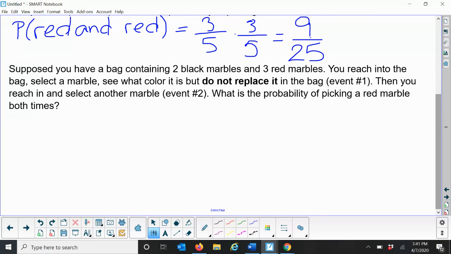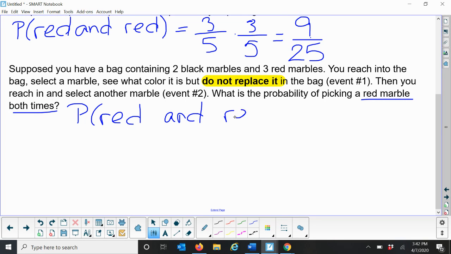For my last problem here, something that's super important, I do not replace the first marble. So now I'm going to have dependent events. I still have 2 black marbles and 3 red marbles. So I reach in, I grab a marble, I keep it. I don't put it back in the bag, and then I reach in and I grab a second one. And so I'm looking again, what is the probability that I pick a red marble both times? So what is the probability of a red and a red? And so it might seem like the same problem. However, we are not replacing it. Therefore, it is a little bit different.